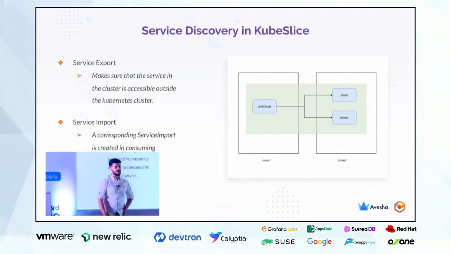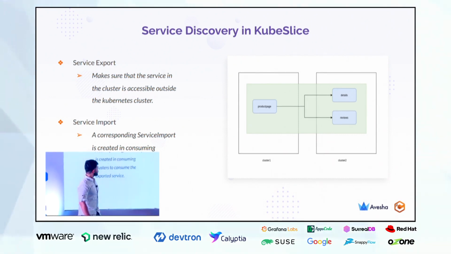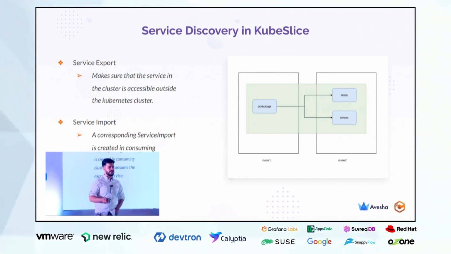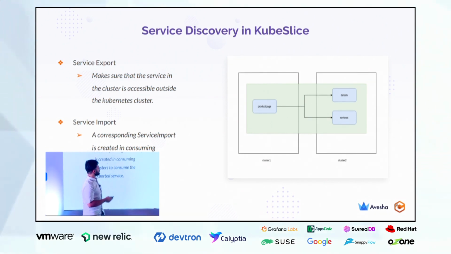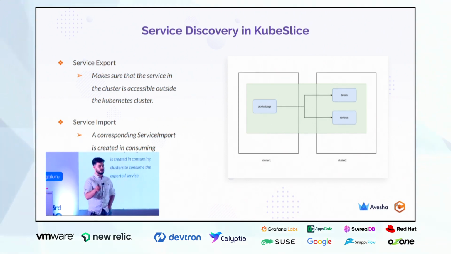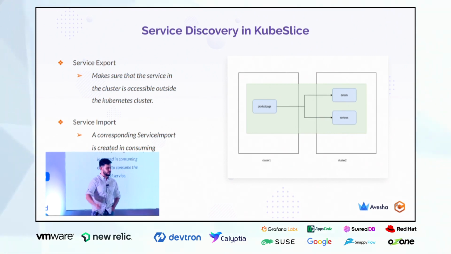Another important problem that KubeSlice solves is service discovery across clusters. We took a feather out of the multi-cluster services API defined in KEP 1645 in Kubernetes and introduced two new CRDs, service export and service import. A service export makes sure that the service in the cluster is accessible outside the Kubernetes cluster, and for each service export that you create, a service import will be created in all the participating worker clusters.